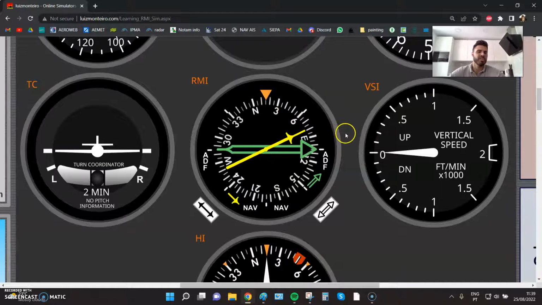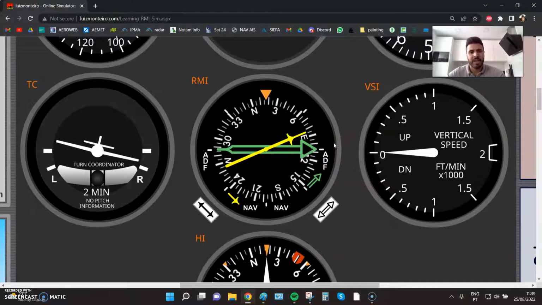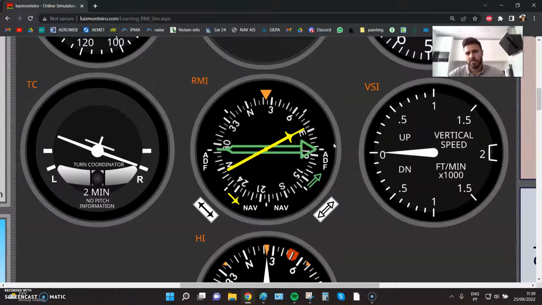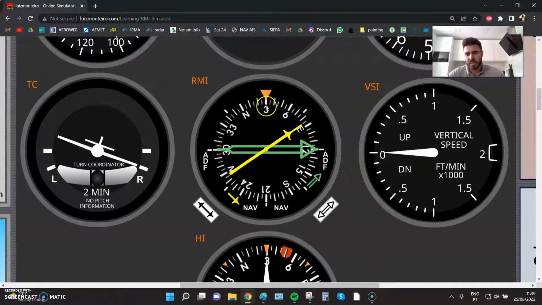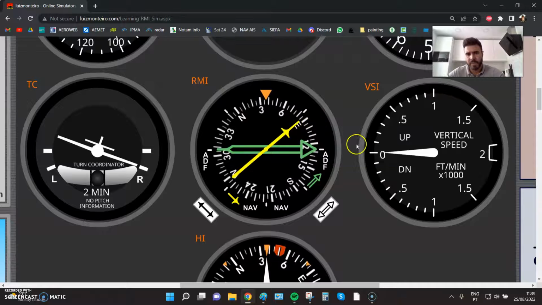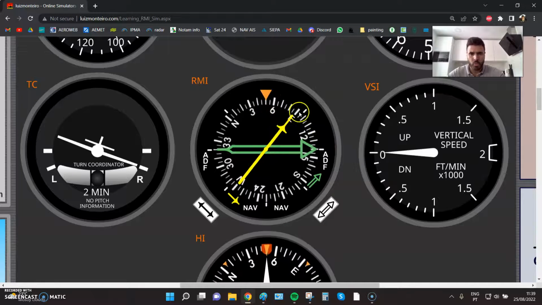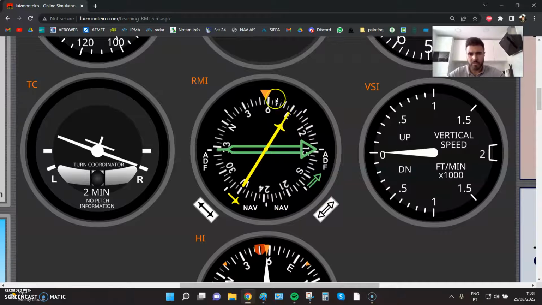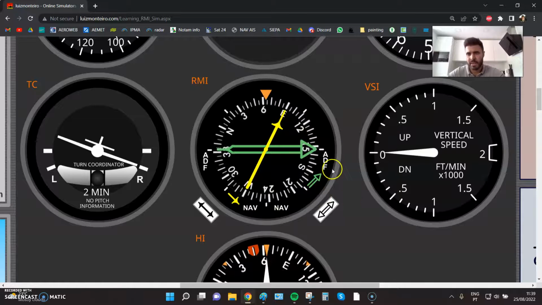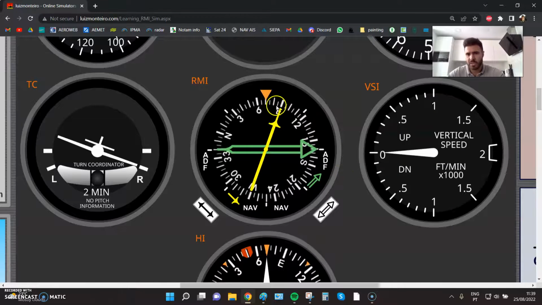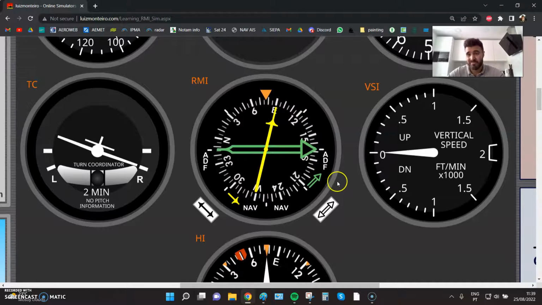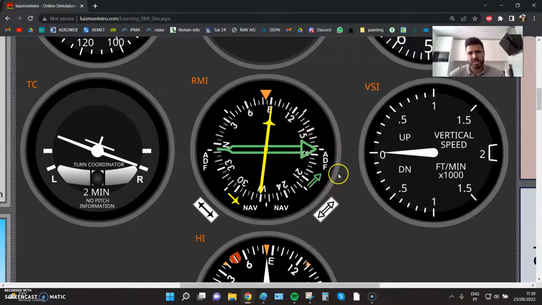In a standard turn, it's going to be about 30 seconds, we're going to need to turn approximately 90 degrees. Yeah, because 180 on standard is 1 minute. So yeah, you can do some math with that. I just like to do a rough estimate.